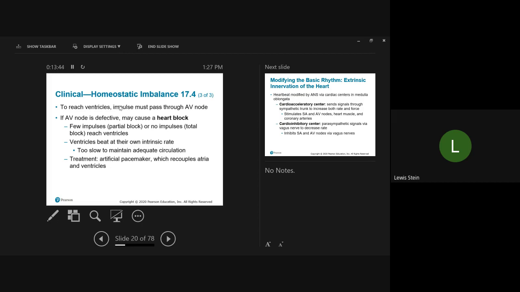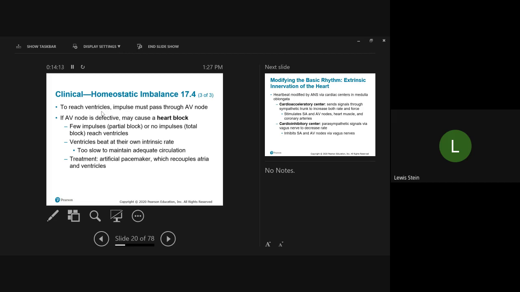So what happens to reach the ventricles? You got to get through the AV node. That's a heart block. There are varying degrees of heart block. You'll see some illustrations of it. Heart block does not mean that it doesn't get through. It means it's not getting through effectively. So it could be just slow, maybe it's taking more than, typically we allot between 0.12 to 0.20 seconds for the impulse to get through.